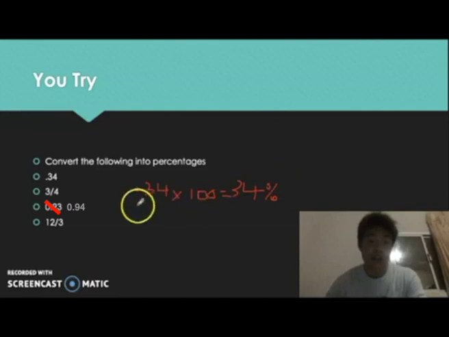Okay. For question number 2, it's a little more challenging since it is not in decimal form, so we must change it into decimal form. First we will do 3 divided by 4, which equals 0.75, and then we will multiply it by 100 to get our percent, which would be 75%.